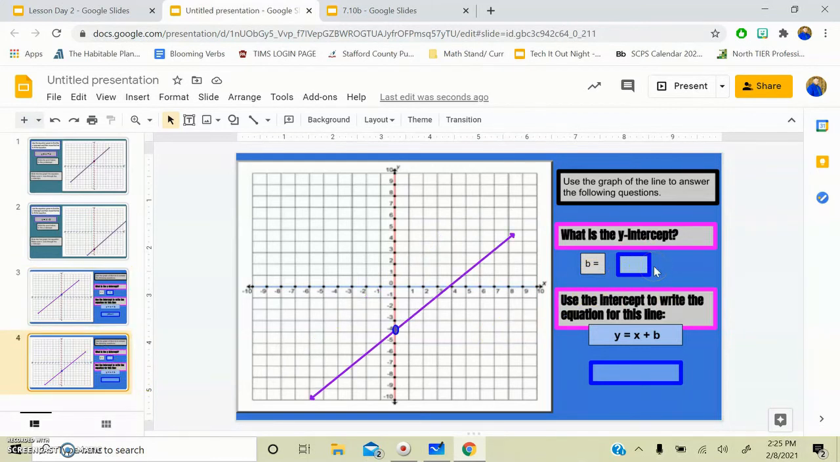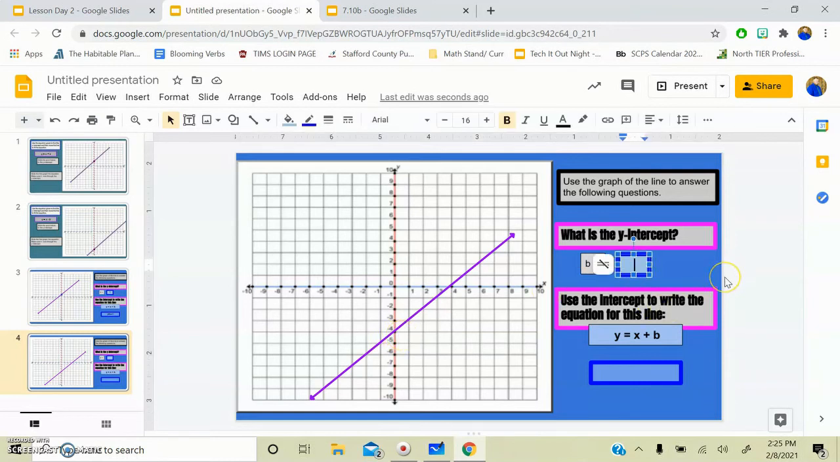If we take a look at this second example, I can see where my dot is, but you may not always have your dot. So I'm going to go ahead and get rid of it. Now I have just this line, and I want to see where it crosses that y-axis. So I see it cross my y-axis at negative 4. So that means I'm going to put b is equal to negative 4 in there.